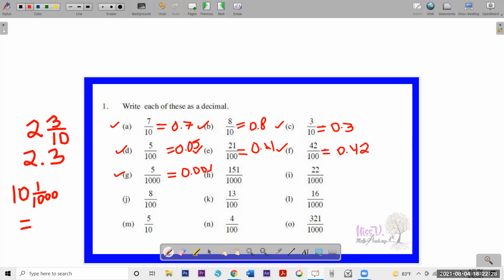Very good, guys. Excellent. 10 would represent our whole number portion. And then because we have 1 over 1,000, it would be 0 for the 10th place, 0 for the 100th place, and 1 for the 1,000th place. Excellent. So everybody good with this? Everybody feeling okay?